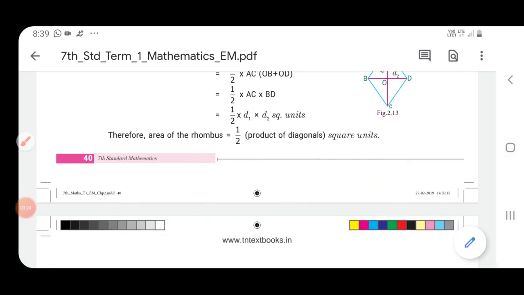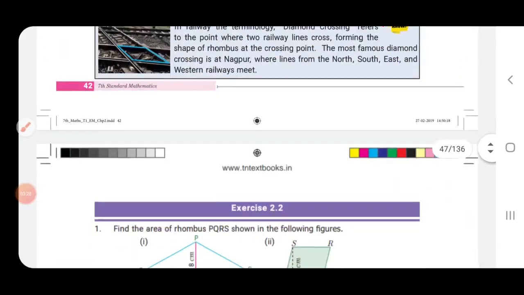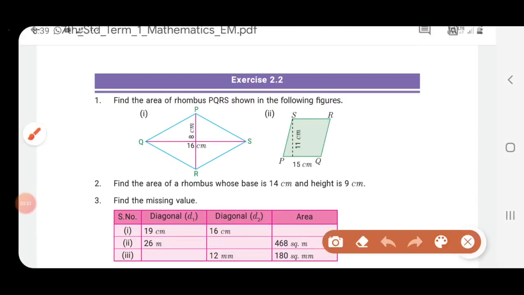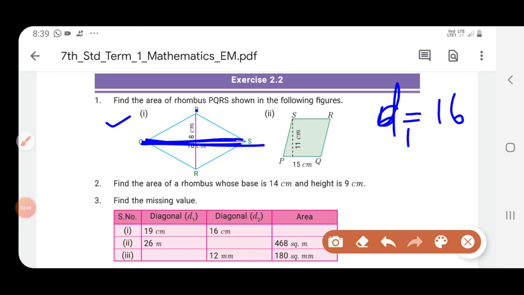Okay, so let us work out the questions in exercise 2.2. Simple it is. Find the area of the rhombus PQRS shown in the figure. First, in the figure, this one is base. So B equal to 16 centimeter. Sorry, this is not B. Here it is a diagonal. So diagonal D1 is 16 centimeter. Another diagonal, this one, we can take as D2 is 8 centimeter.